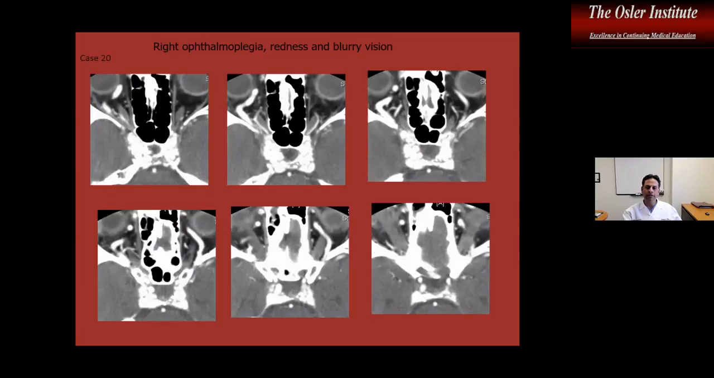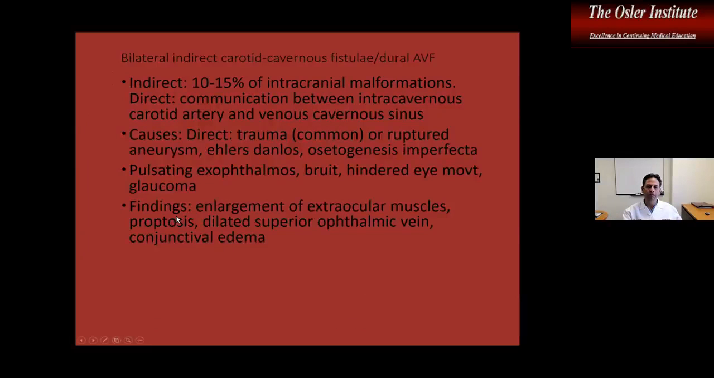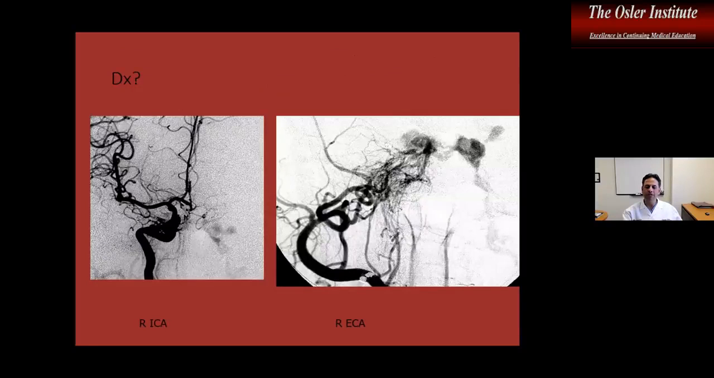So here you can see this is enhancing. So there's an enlarged superior ophthalmic vein. So this I would be leaning towards a CC fistula. I mean, it can be a varix too, but they're less common. So here on this, you can see that this is enlargement over here. So this is a bilateral indirect carotid cavernous fistula.